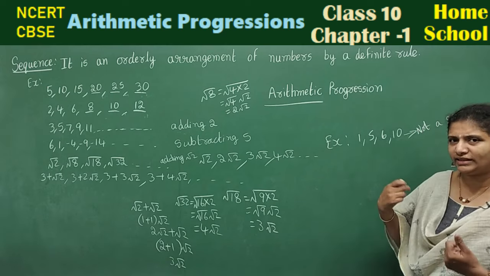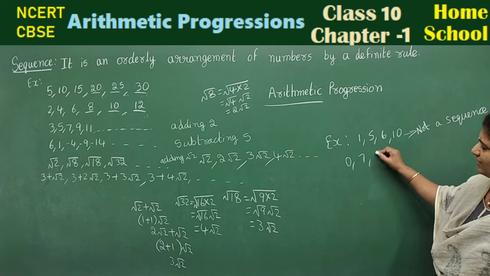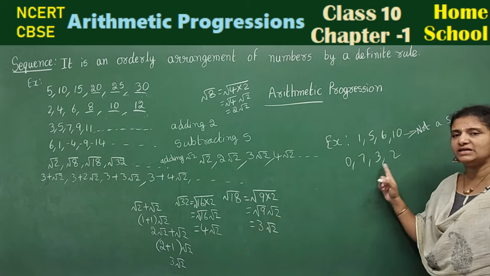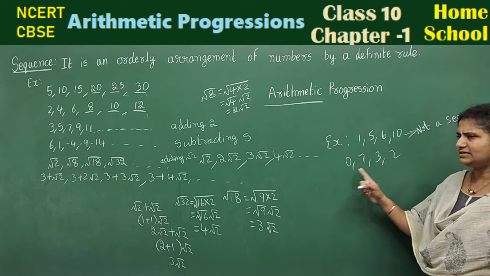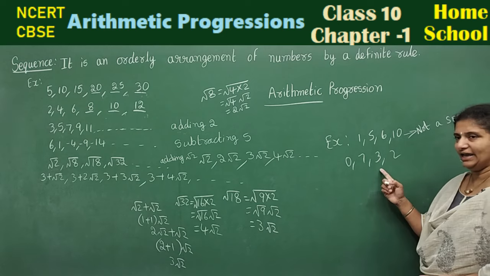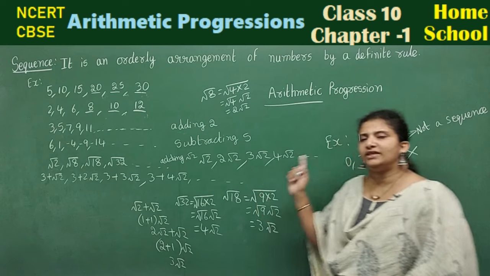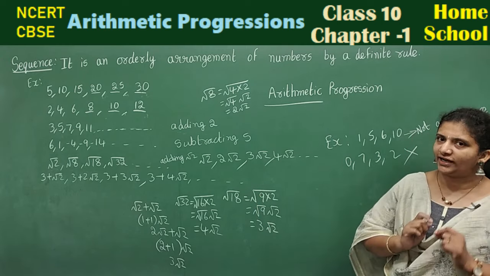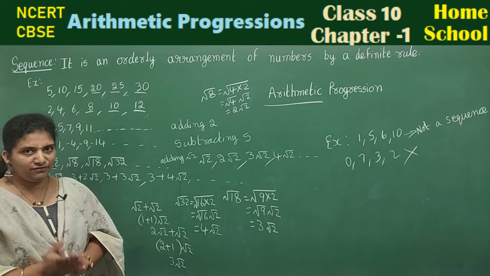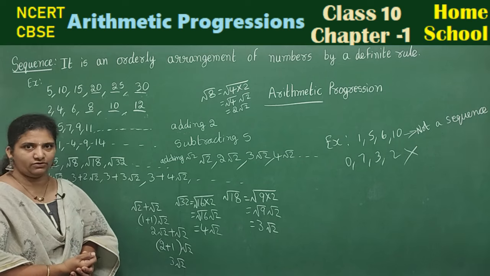If you want, you can go with another number. Let me take 0, 7, 3, 2. Observe here, the numbers I have arranged. But is this a sequence? No, it increased, then again decreased. It is not a sequence. Therefore, these two are examples of not a sequence. First, if any numbers are given to you, observe whether it is a sequence or not a sequence.